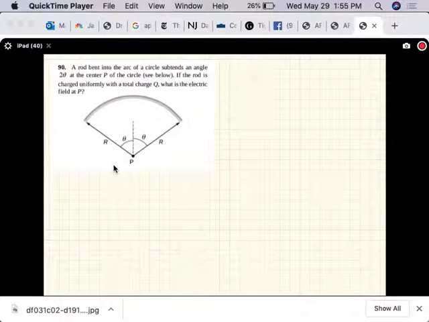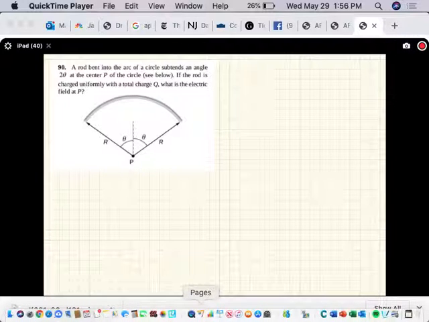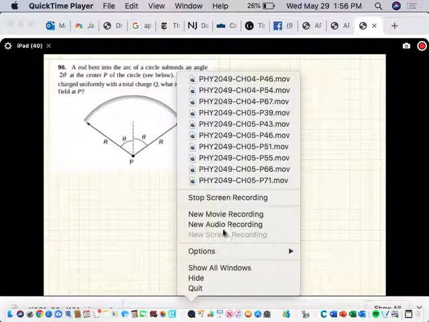All right, so for this one I will solve the problem and post it online later. Okay, so we'll stop.